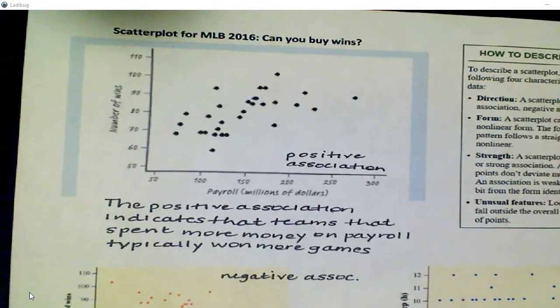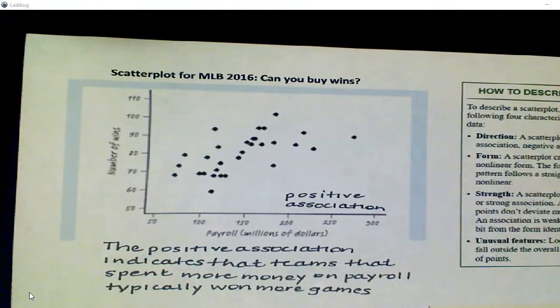Okay. So let's go back and say you were asked to tell the relationship by looking at the scatter plot. What is the relationship between payroll and number of wins? You could say the positive association indicates that teams that spent more money on payroll typically won more games. Okay, that would be a good way to describe the relationship between the two.